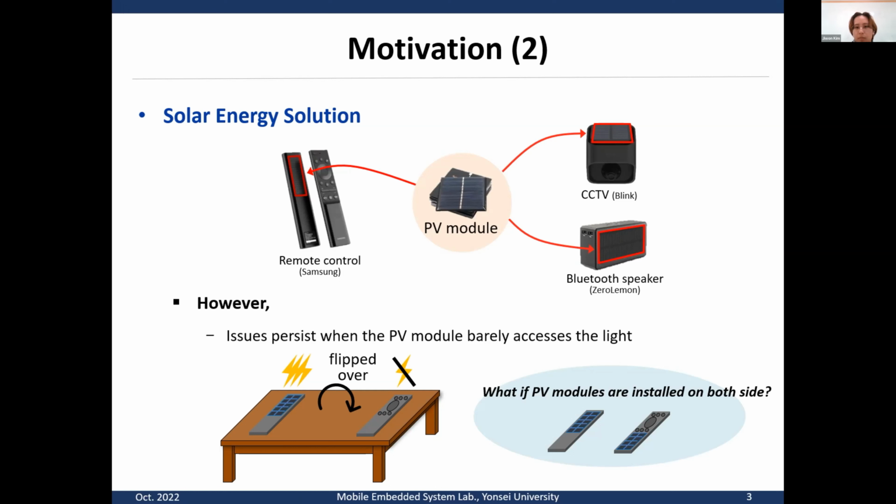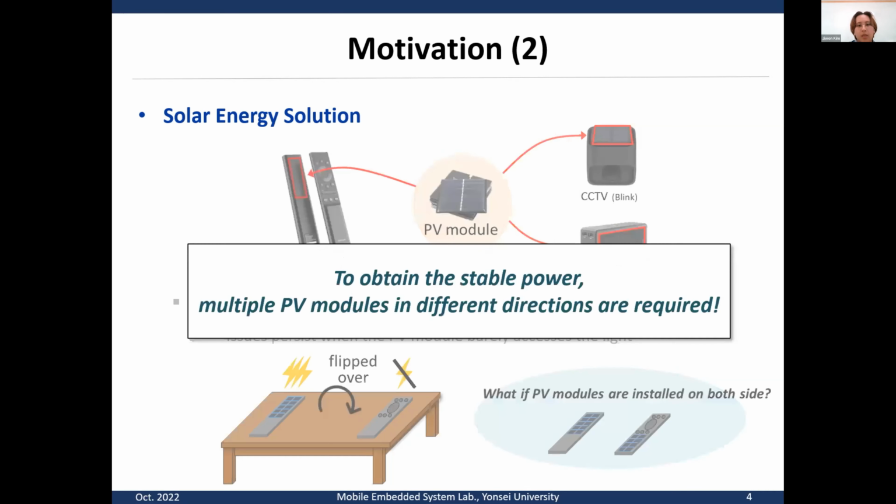For example, assume that there is a remote control with a PV module as shown in the figure on the lower left. If the side where the PV module is installed continues to face the floor, the device may not be able to harvest energy for a long time and may stop working. For this, if PV modules are installed on both sides, the problem may be solved. So to obtain a stable power from the light source, multiple PV modules in different directions are required.